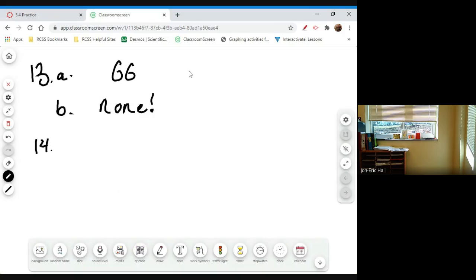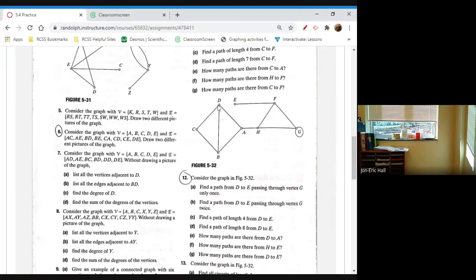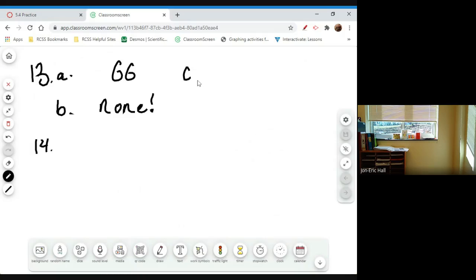If I was to do 13C, which is the circuits of length 3, it wants all of them. So you would say DCBD, CBDC, BDCB. You see what I'm saying? Of each and every one of them? So you've got to write it for each one.